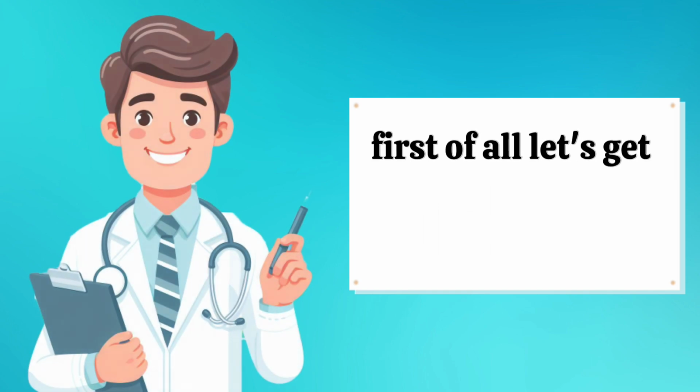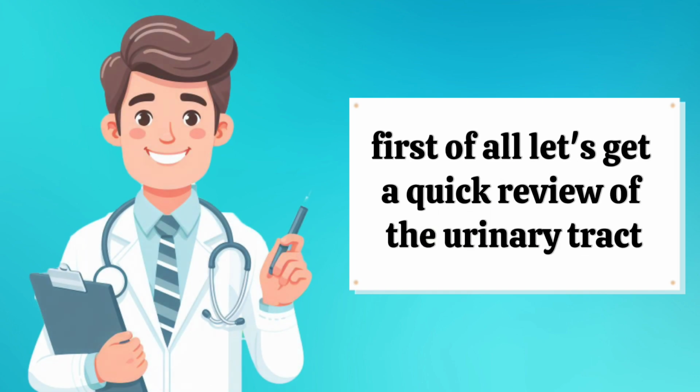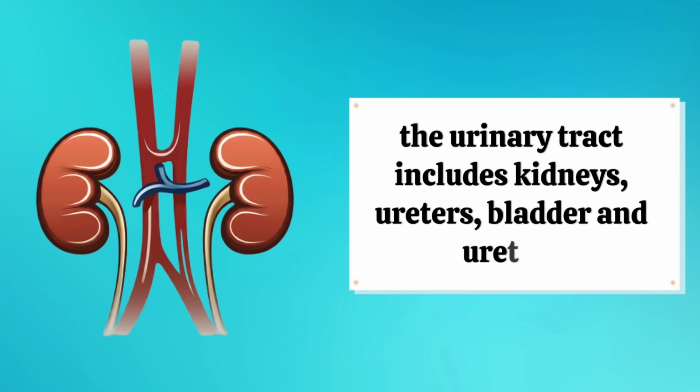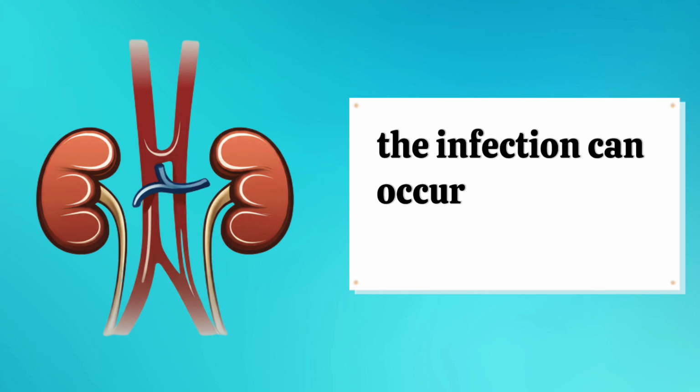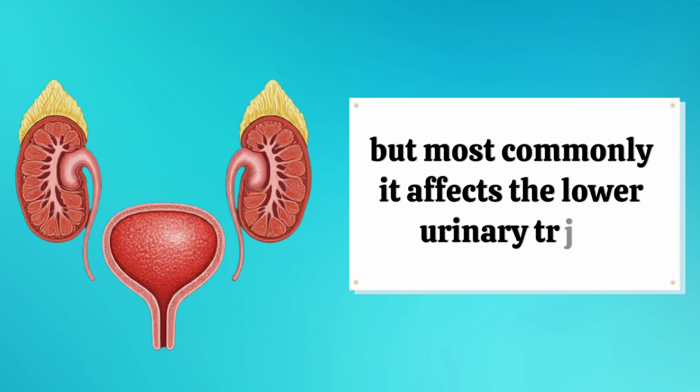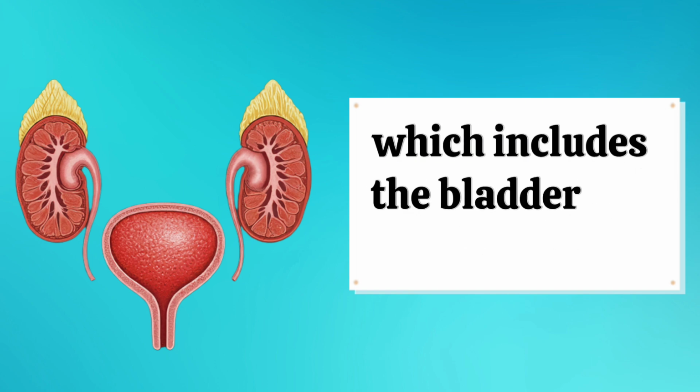First of all, let's get a quick review of the urinary tract. The urinary tract includes kidneys, ureters, bladder, and urethra. The infection can occur in any part of the system, but most commonly it affects the lower urinary tract, which includes the bladder and the urethra.